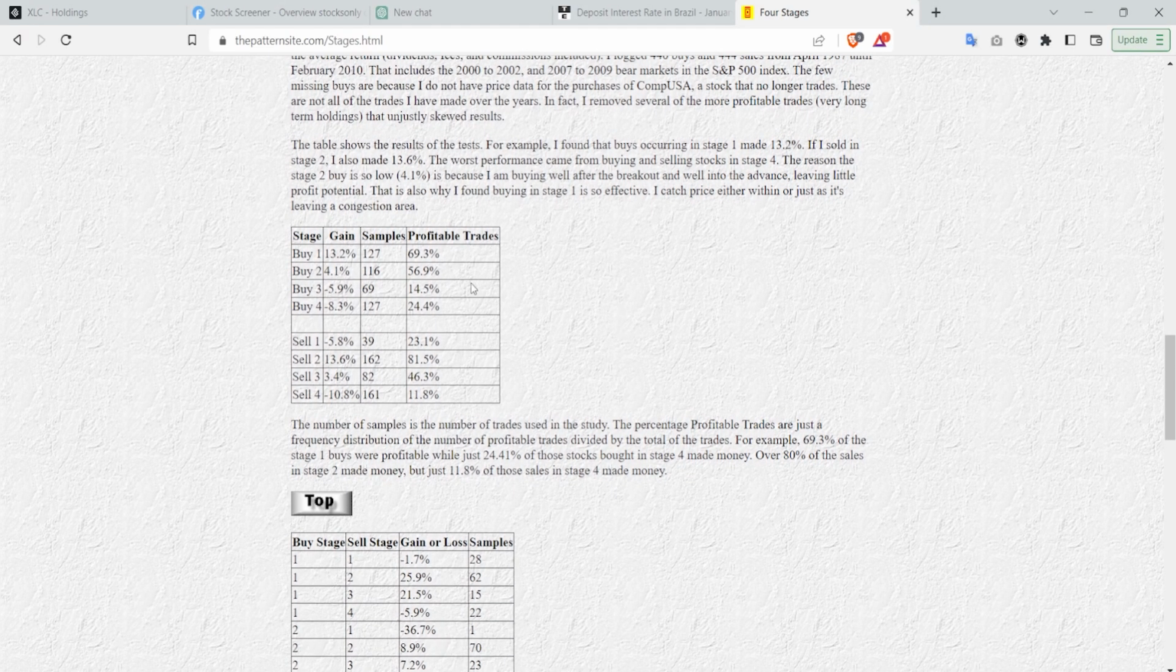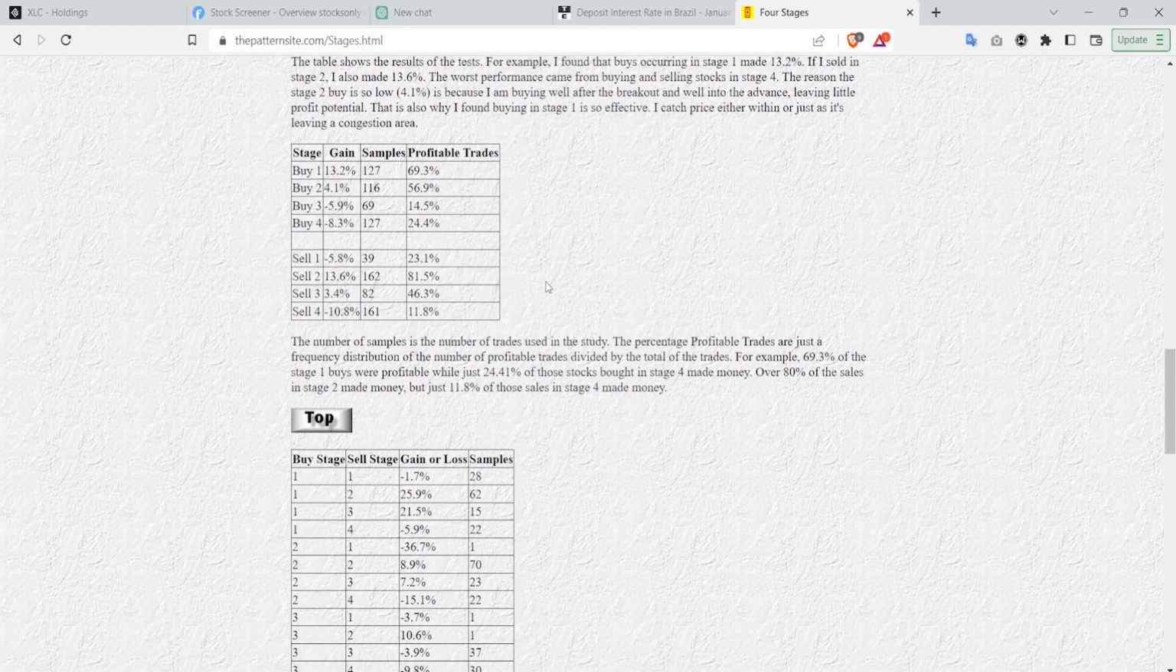So we can go ahead and look at the data really quick. And he essentially is saying if you are buying stage 1, the percentage of the times that you're going to be in profitable trades is 69.3% over time. There's a sample size of 127, which actually for him is not that large. He's usually multiple hundreds of samples here. So this is a relatively small amount of samples for Bukowski, but still 69.3 is an outlier here.